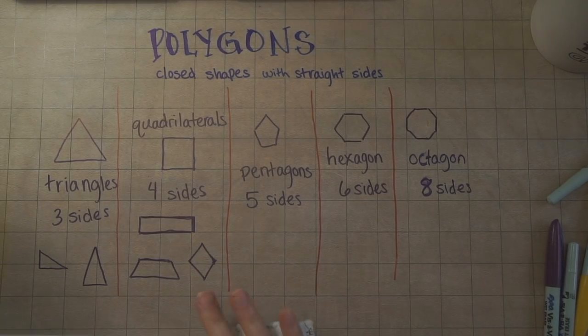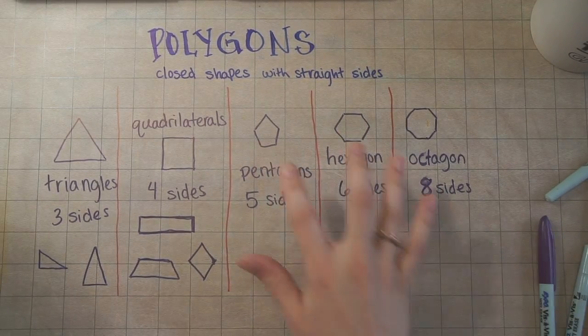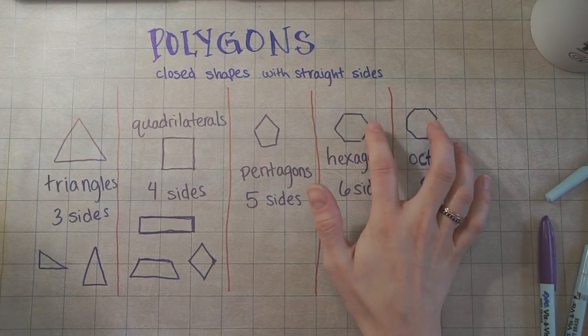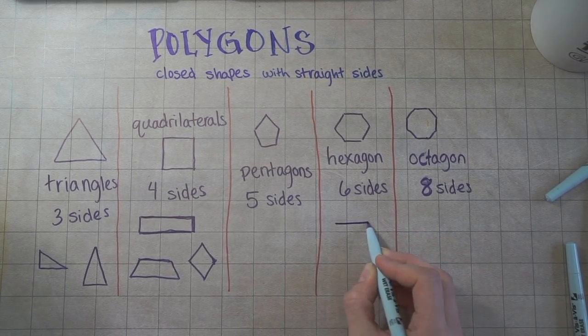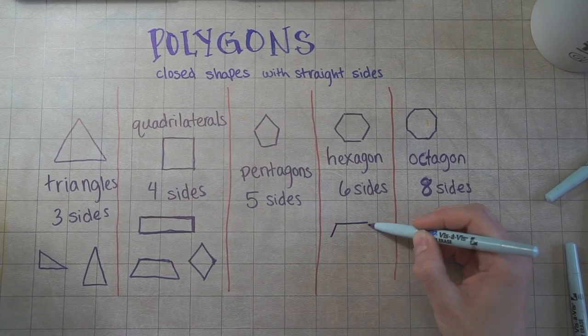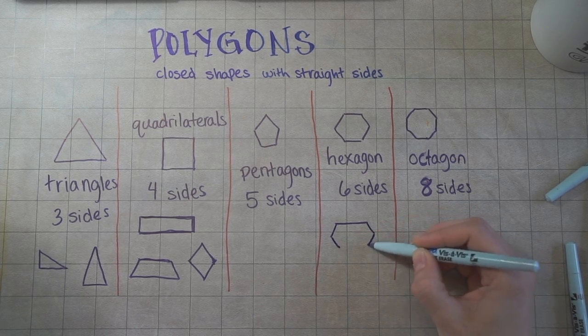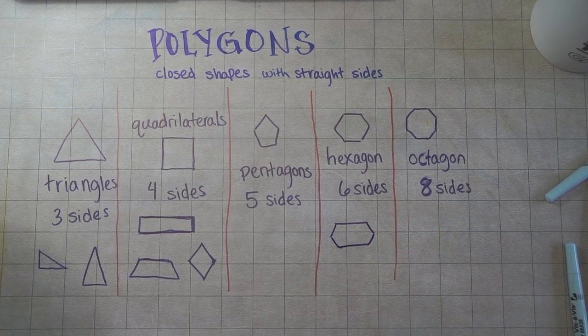When I was drawing earlier, I drew what's known as regular shapes, the ones where each side is the same length. But you could get crazy with your hexagon. You could make some of the sides longer than the others. But as long as it has 6 straight sides, it's still a hexagon.